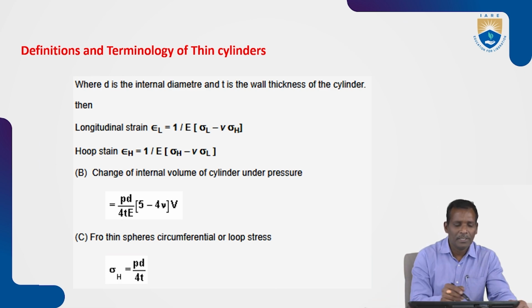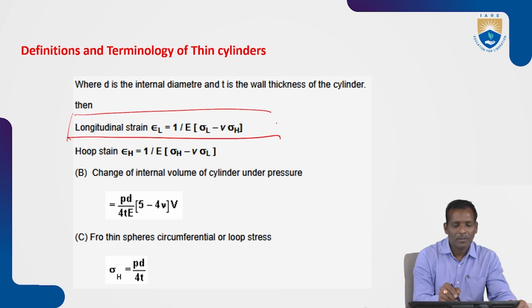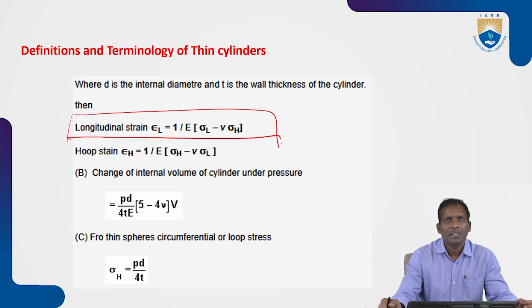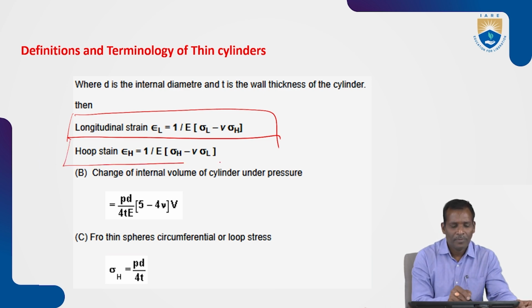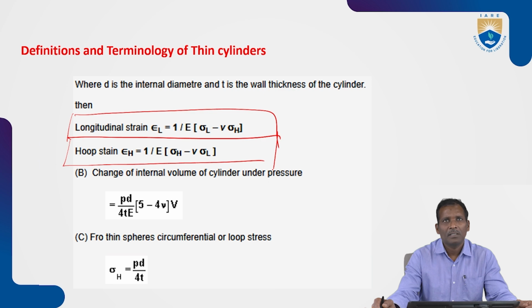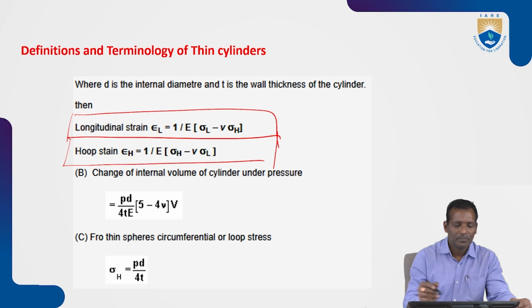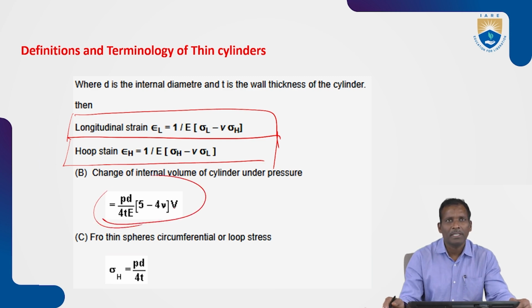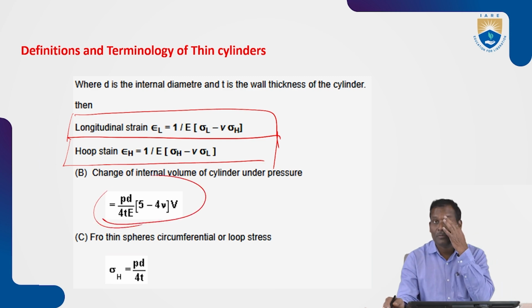So longitudinal strain, how do you write the equation? 1 by E into sigma L minus mu into sigma h. Hoop strain is 1 by E into sigma h minus mu into sigma L. So the change of internal volume of the cylinder under pressure is PD by 4TE into (5 minus 4 mu) into the volumetric strain, capital V.